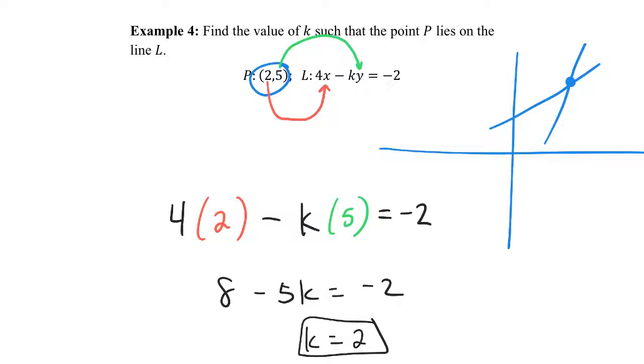You can do this in your head. You can absolutely do this in your head. Subtract the 8 makes it negative 10. Negative 10 divided by negative 5 is positive 2. So the answer to this problem is when k is 2, this point is on the line. If k is some other number, is this point going to be on the line? No, it will not. If k is another number.